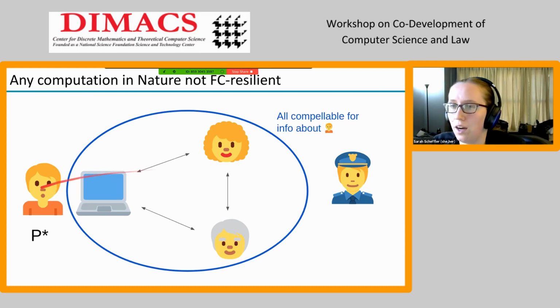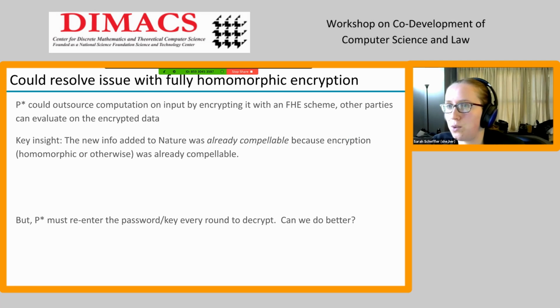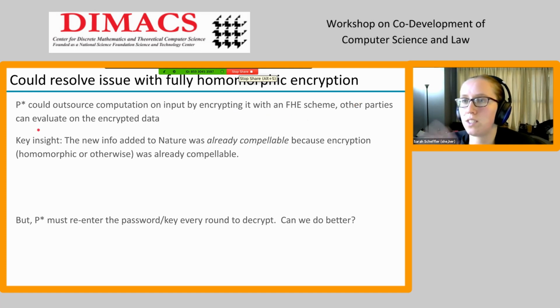Okay, so we could resolve this issue very easily from a theory crypto sense, which is that we could use something called fully homomorphic encryption. So P star could outsource its computation by encrypting it with an FHE scheme, which allows the other parties to run some kind of evaluation on the encrypted data. So nobody ever learned any secret of P star's. People that were not P star only ever saw encryption, like ciphertext. They never saw plain text.